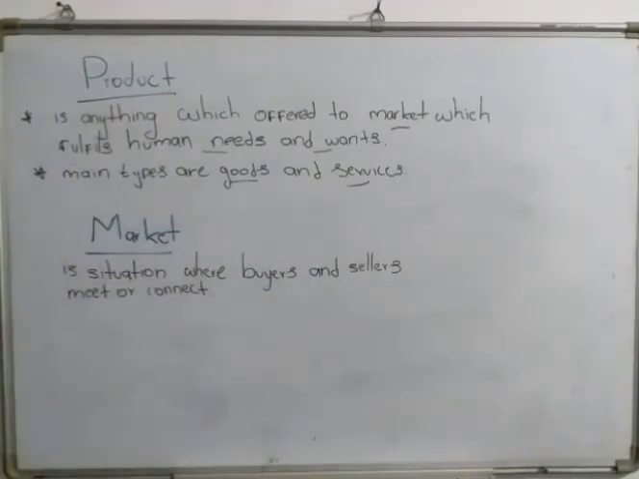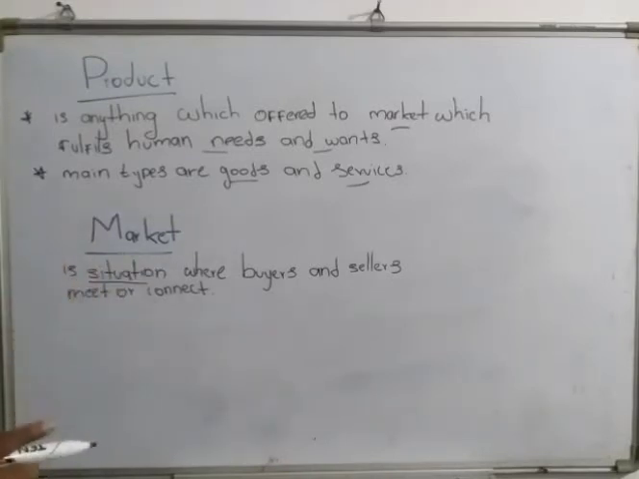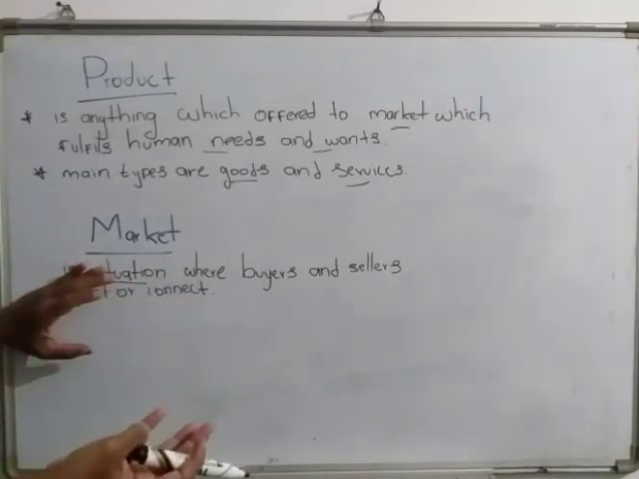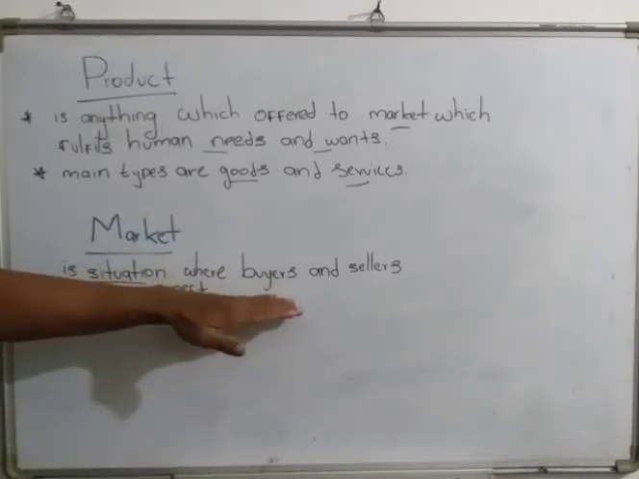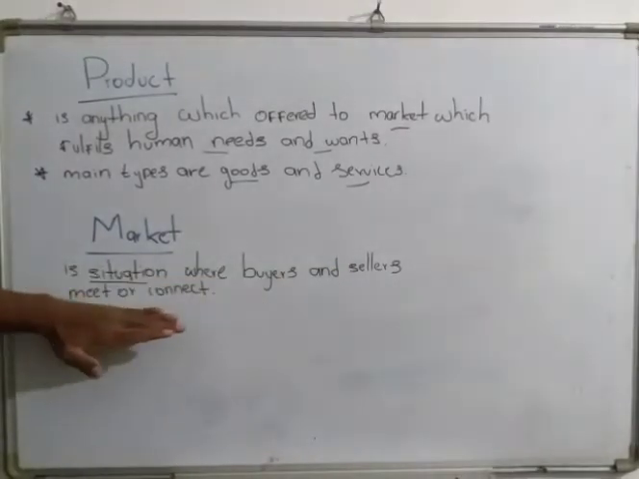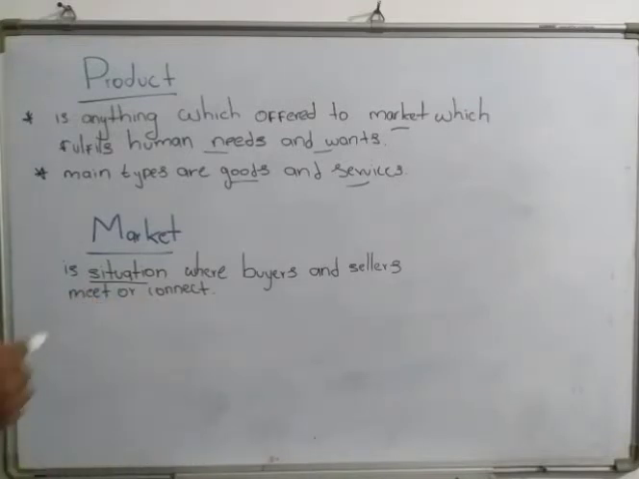So, what is market? Market is a situation, right? Highlight the word situation. Don't say market is a place. You should say market is a situation where buyers and sellers meet or connect. Both words are important, meet or connect.